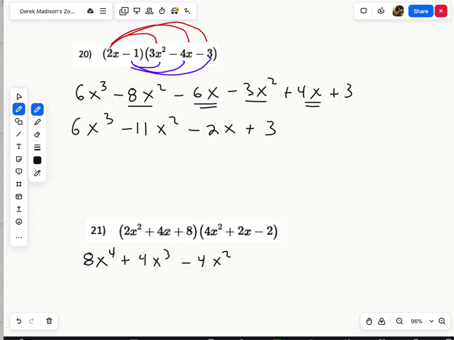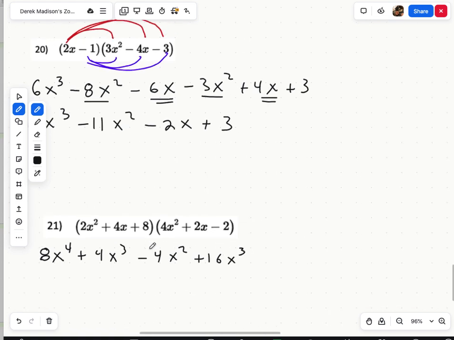And then we're just going to do the same exact thing, but now with the 4x. So 4x times 4x squared for 16x cubed. Let me scoot this over a little so I have more room. 4x times 2x will give us 8x squared. And then 4x times negative 2 will give us a negative 8x. And then lastly, we'll do the same thing but with 8. So 8 times 4, 32x squared. 8 times 2 gives us 16x. And 8 times negative 2 will give us a minus 16.